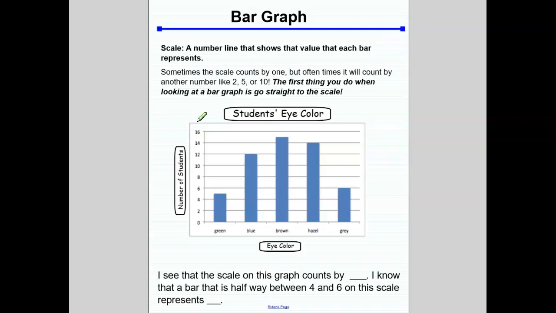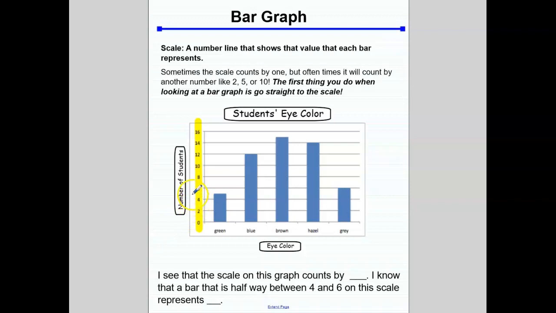I'm going to highlight our scale. So do you see the number line right here? This is our scale. And this wonderful scale shows us the value of each bar. So after you understand that the scale is a number line, I want you to determine what is the scale increasing by? What is it counting by?